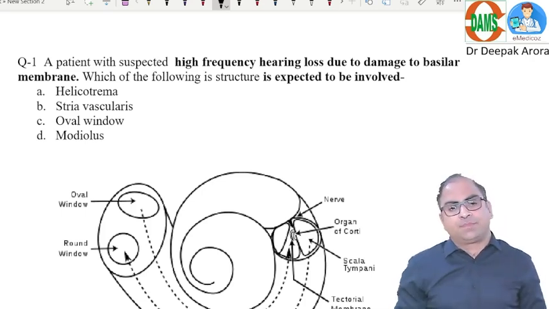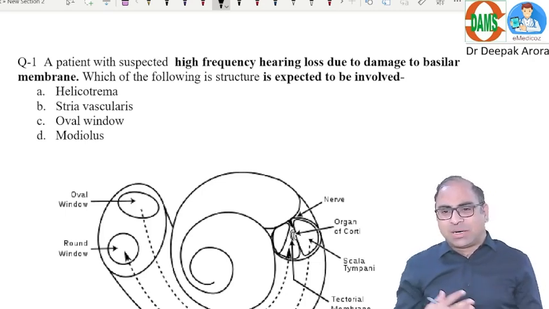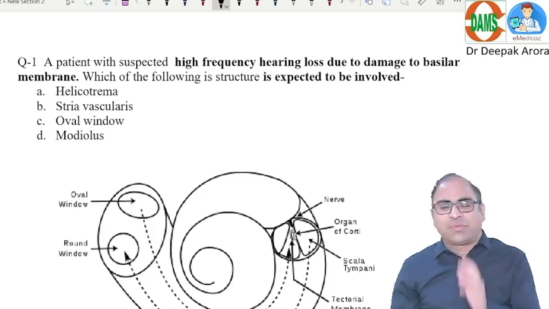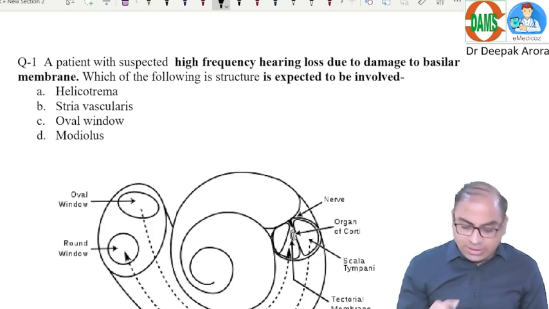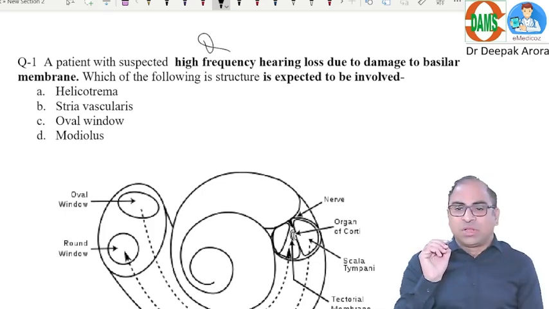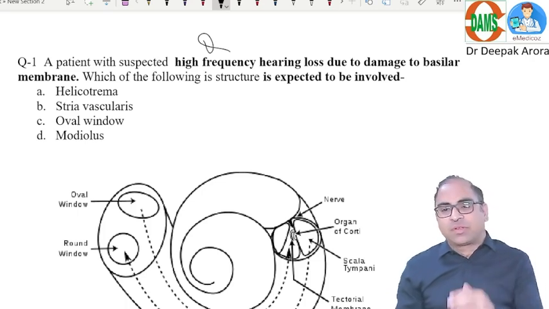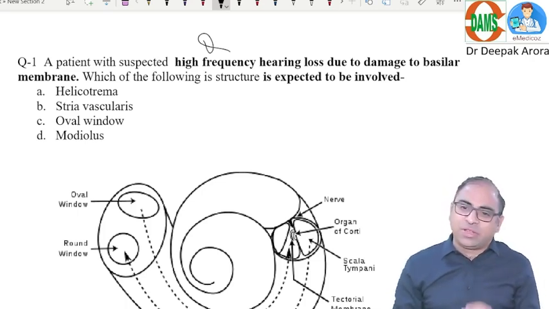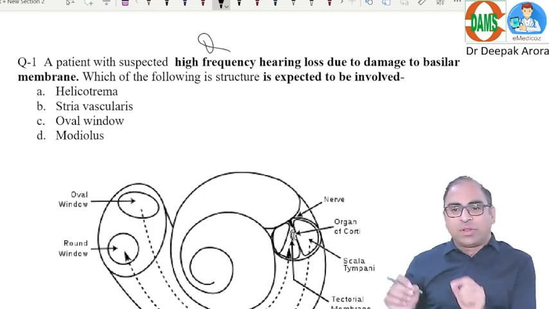The first MCQ. Very tricky question. ENT questions were straightforward, but some, you can say, had some twist in the MCQ. A patient with suspected high frequency hearing loss. The first clue. I appreciate the ENT examiner who made these MCQs. I will be discussing 7-8 MCQs with you, and in all of these MCQs, the examiner is giving some clue in each MCQ. High frequency hearing loss.